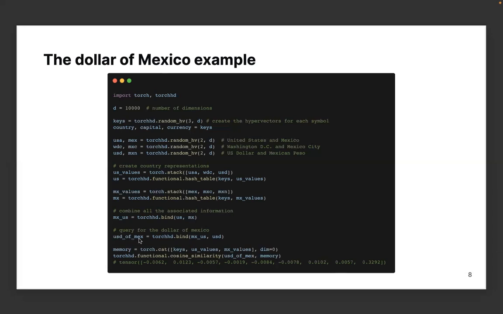So the US dollar of Mexico should be most similar to the Mexican peso, which we then verify by making a memory tensor of all the hypervectors we've created, of which the last one is the Mexican peso. We use the cosine similarity, and we indeed see that the last one is the most similar. So this is kind of how you would implement an actual example.